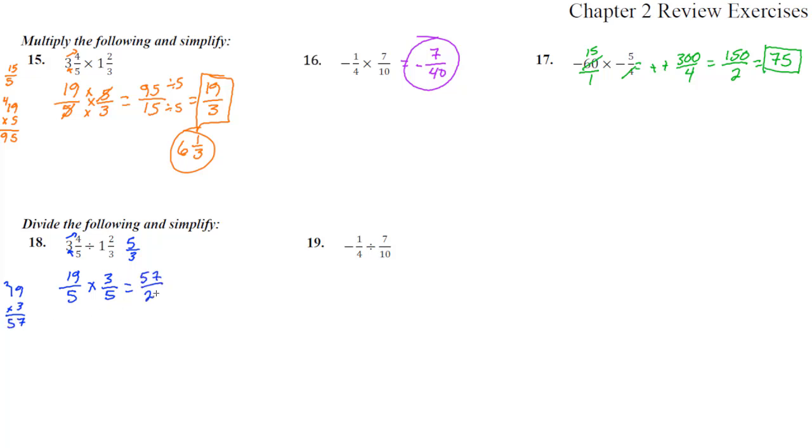57 25ths. Okay, so you can leave it like that. Or we could see that 25 goes in there twice. That's 50 25ths, and there are 7 left over.